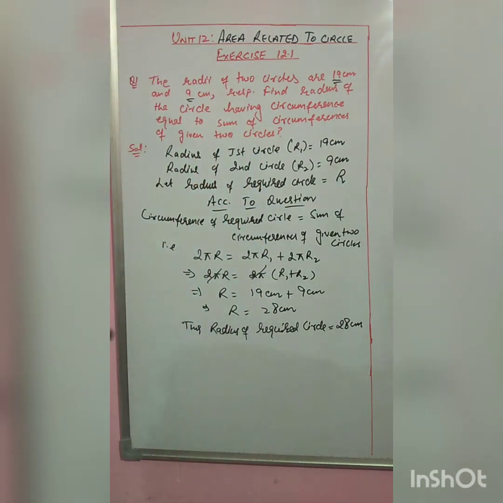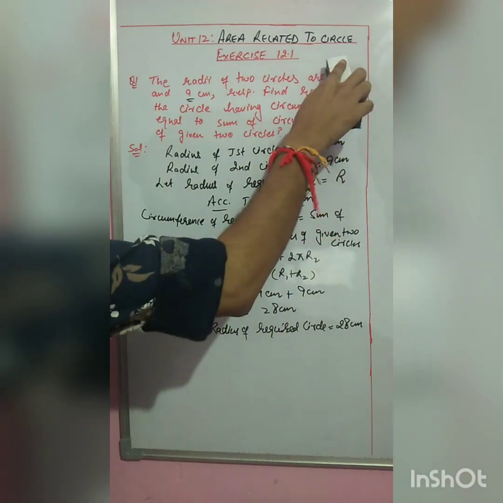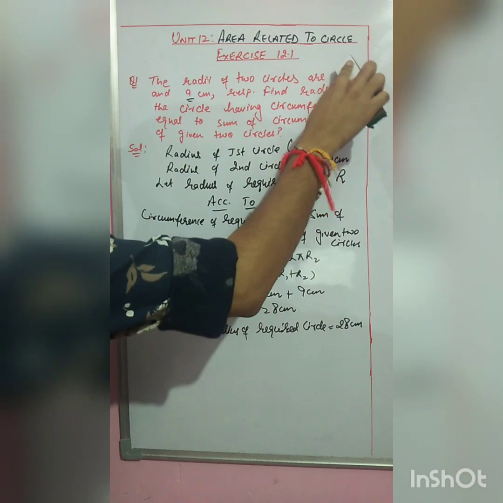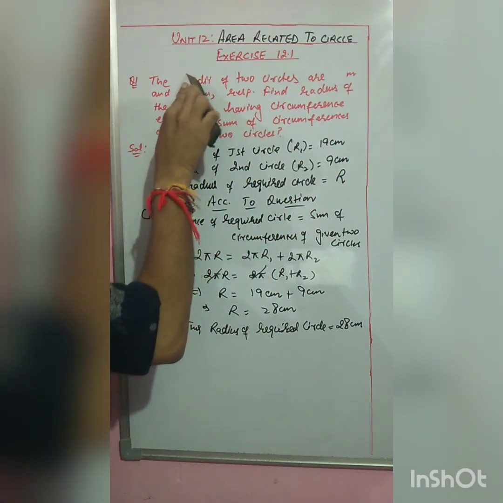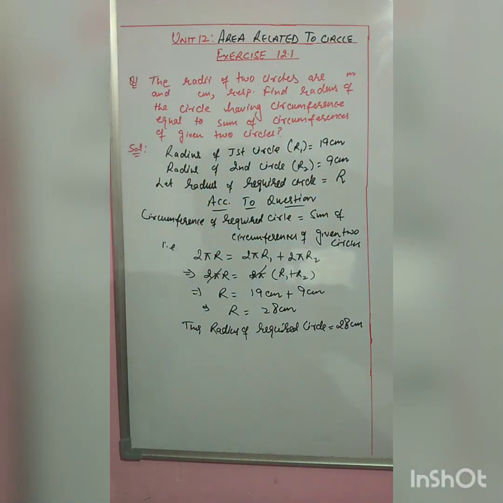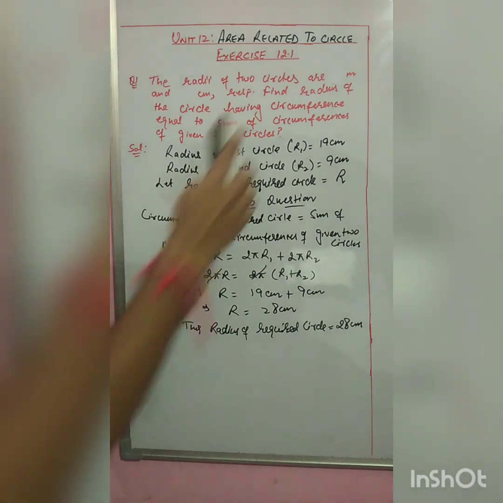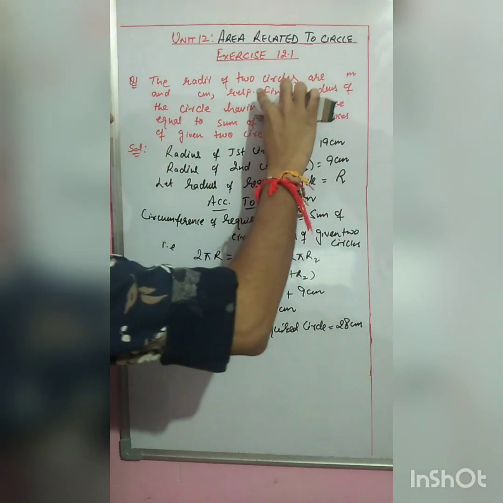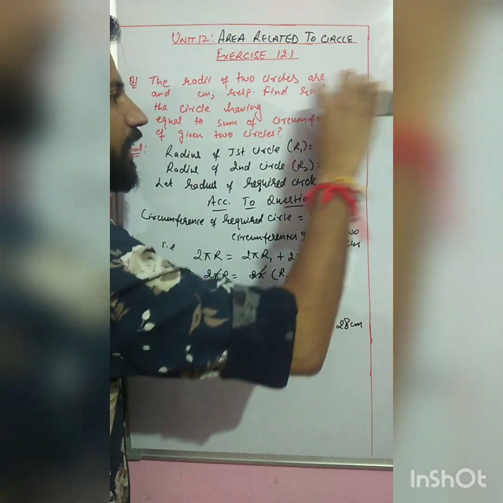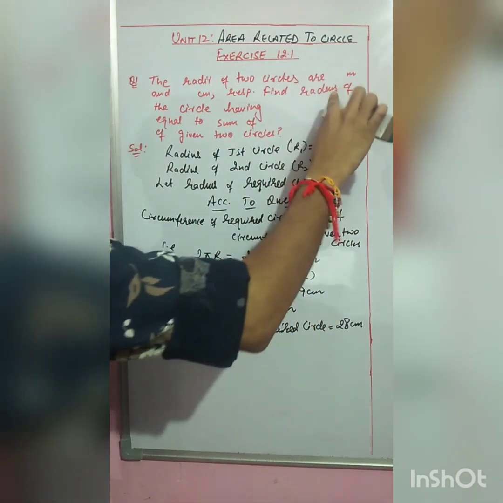Now we will discuss question number 2. Question number 2 is the same as question number 1. We just have to make a little bit of changes there. In question number 2, we are given that there are two circles having radii 8 centimeter and 6 centimeter, and we have to find the radius of the circle having area equal to the sum of the areas of the circles.